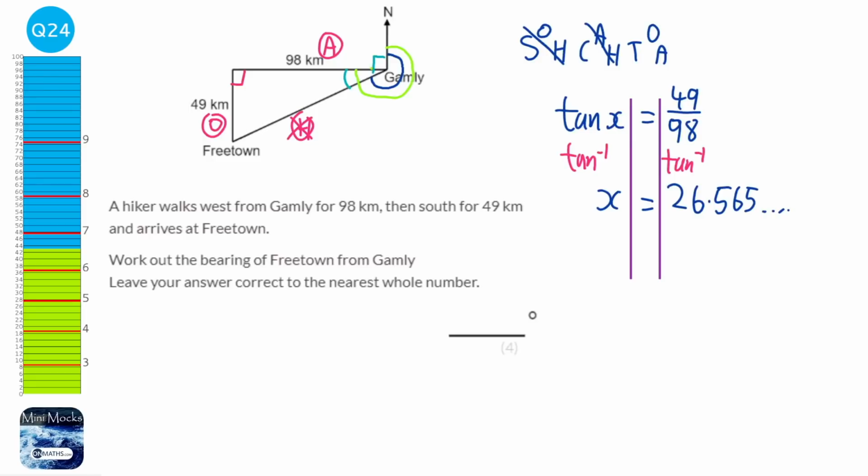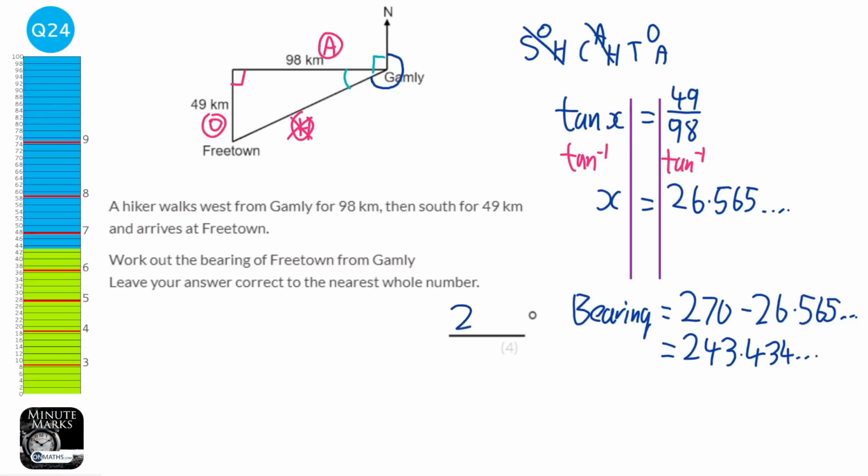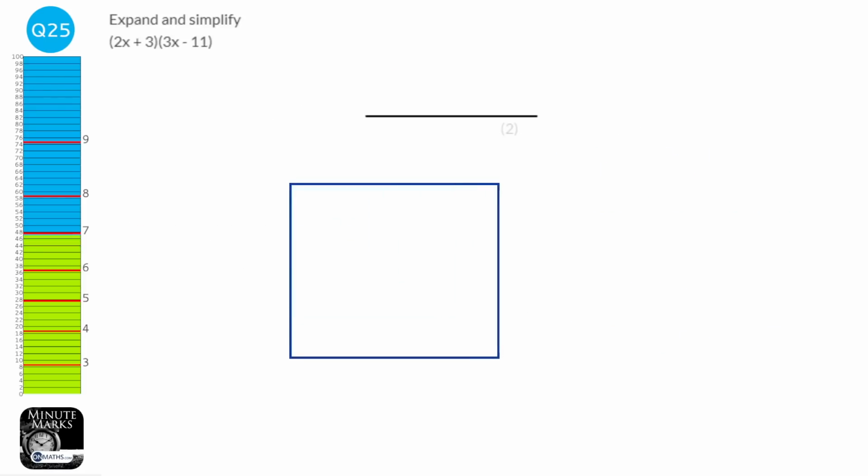Okay, so we know that the whole of the way around up until this point is 270 because we've got this 90 degree left. So what I'm going to do now is we're just going to work out the bearing. So bearing, we're just going to do 270, take away the 26.565, and that gives us 243.434. It says it wants it to the nearest whole number, so that's going to be 243. I'm going to do just a quick multiplication grid.